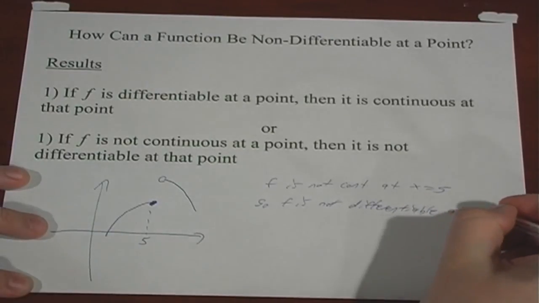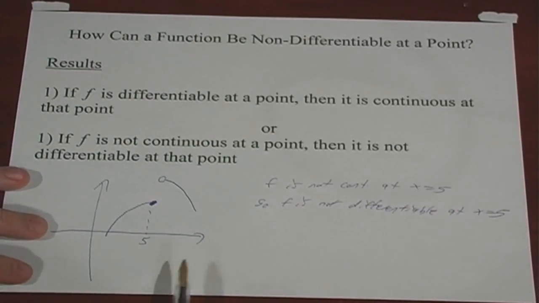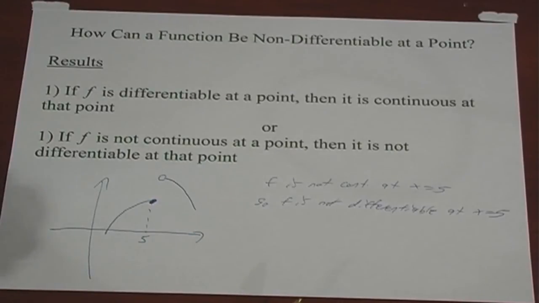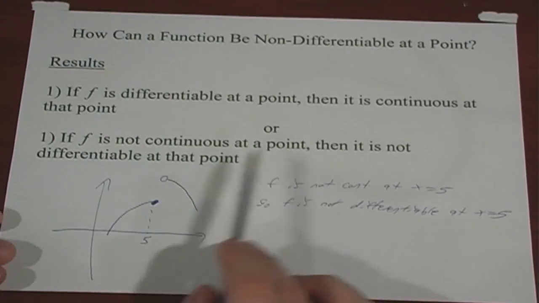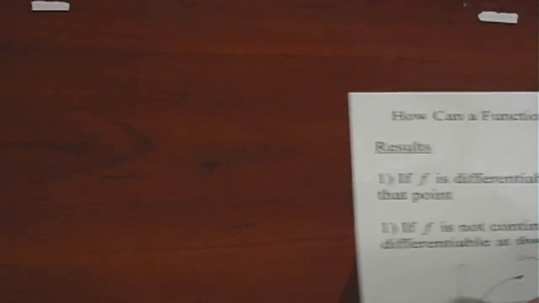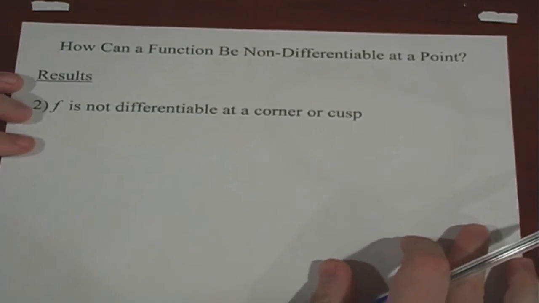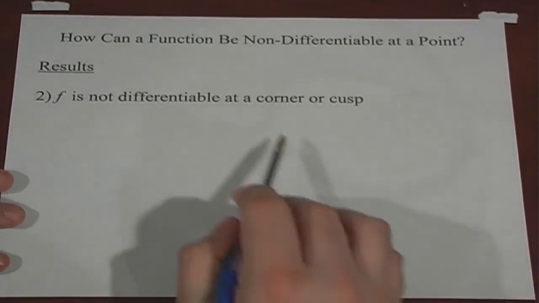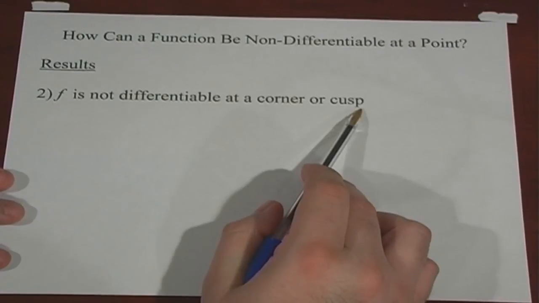at x equals 5. This is only one picture. There's lots of different pictures you can draw where the function is not continuous. But again, if you know the function is not continuous at a point, then it can't be differentiable at that point. Okay, so that's one result. One way it could not be differentiable is if it's not continuous. Another way, if the graph has a corner or a cusp, it's not differentiable.